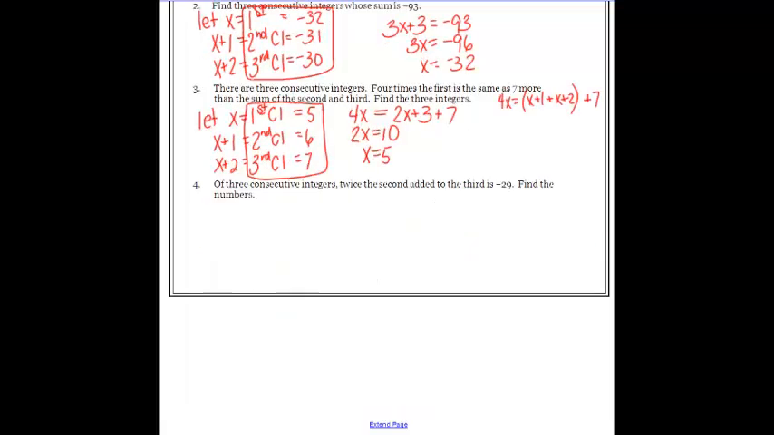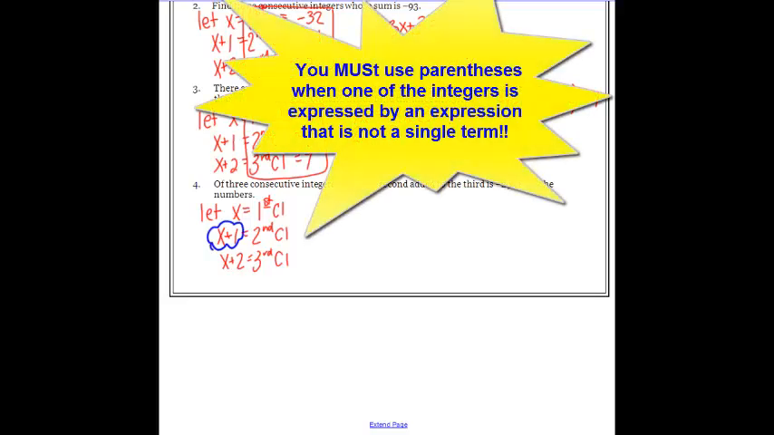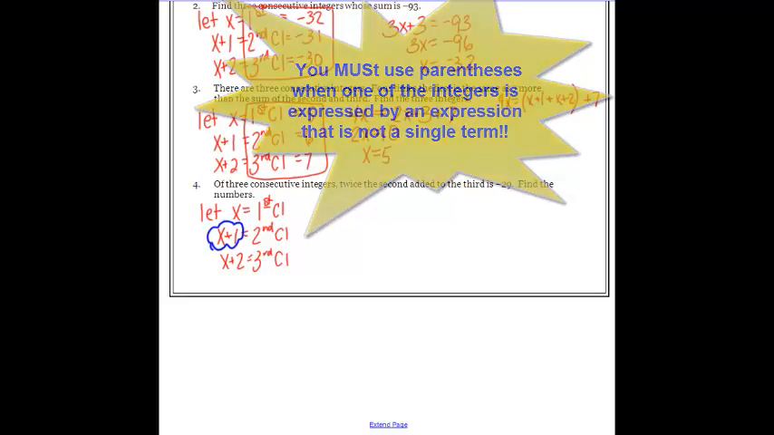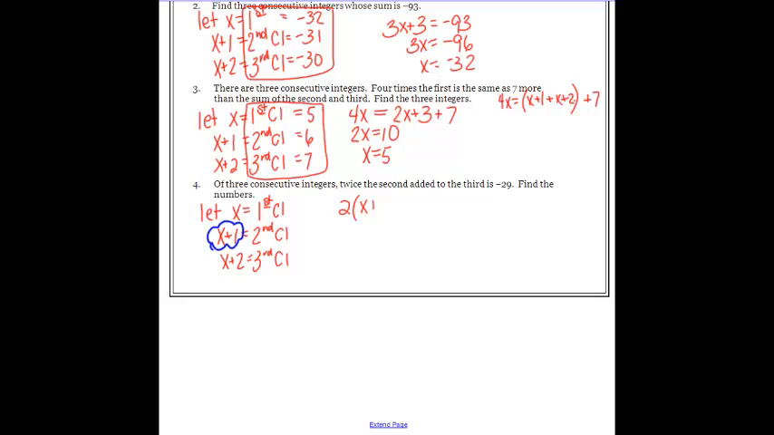Let's try number 4. Now this one has a little trick in it that becomes very difficult for students to remember. It's a detail and it matters. So write out your let statements. It says of 3 consecutive integers, twice the second added to the third is -29. Well, you have to remember that the second is this whole expression. It's not just x. So I have to use parentheses to keep my act together. So what is that going to look like? Twice the second, the entire second, added to the third is -29. Parentheses are your friend. They will help you keep it in order.